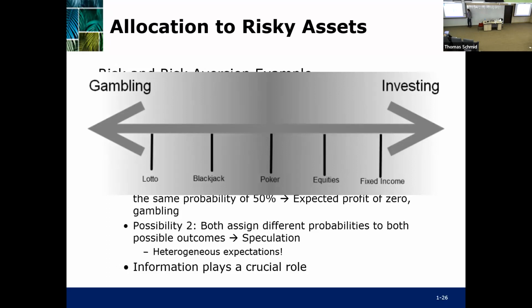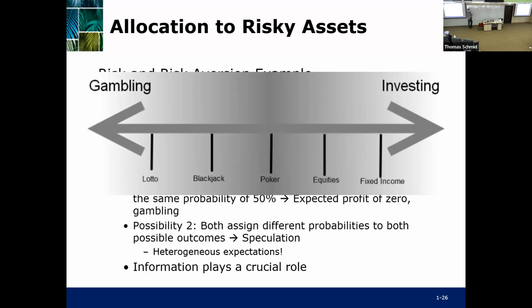So fixed income, equities, that's typically investing because people have different beliefs about the future, and that kind of is the reason why they trade. Yeah? But we also have other things that are gambling, like lotto or blackjack. That's typically more gambling because there is little disagreement about the probabilities if you do lotto or blackjack. But then you have things in between, like poker.